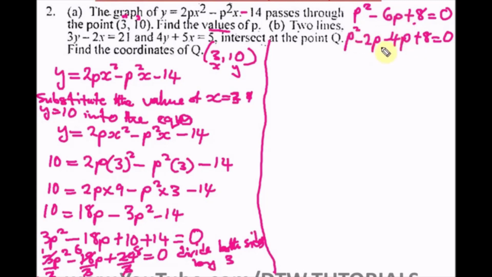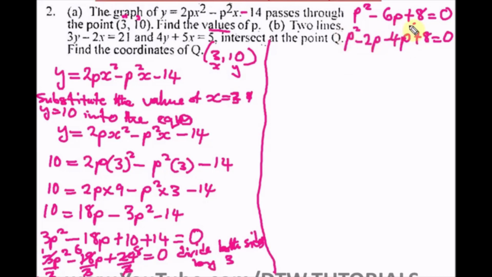And if you still don't understand your signs, there's a video on the digital channel that explains your sign rules. Try to watch that video to understand how minus 2p minus 4p gave us minus 6p. Okay, so we have this here.